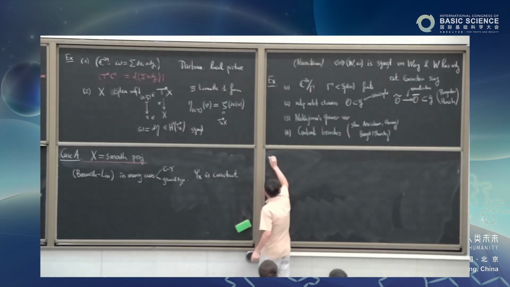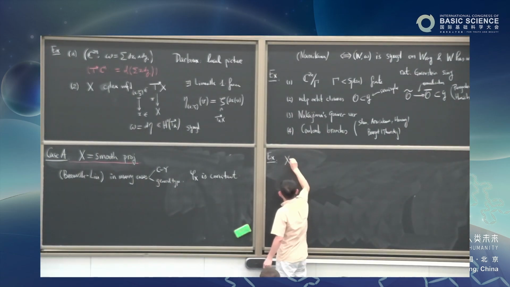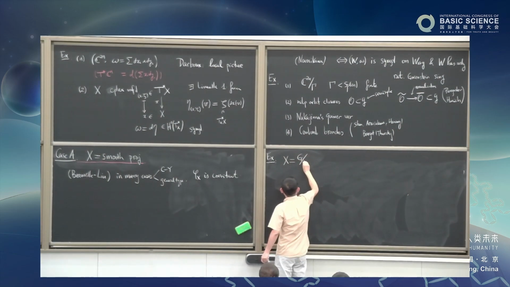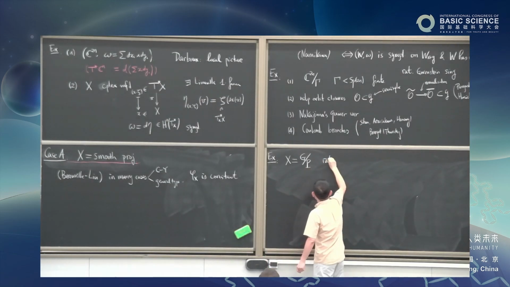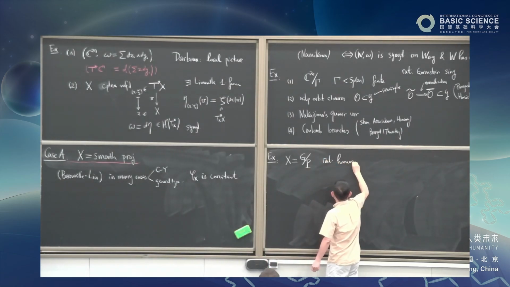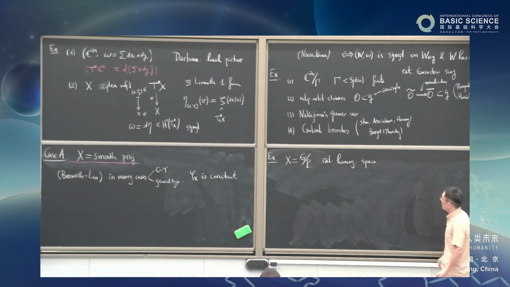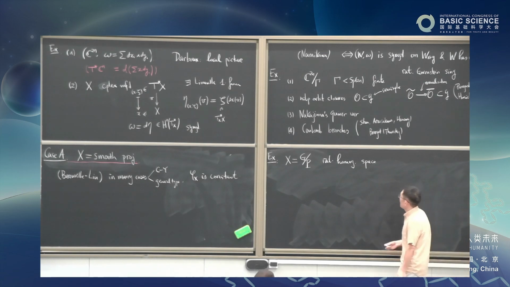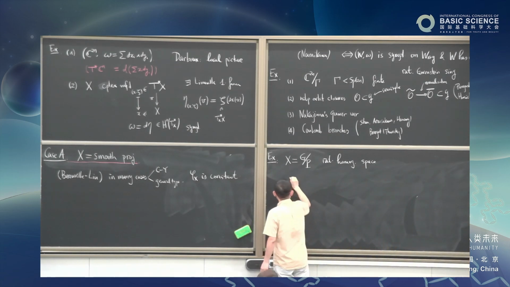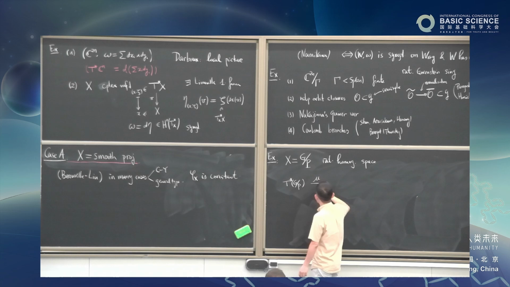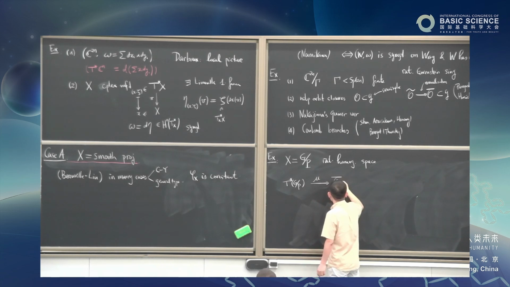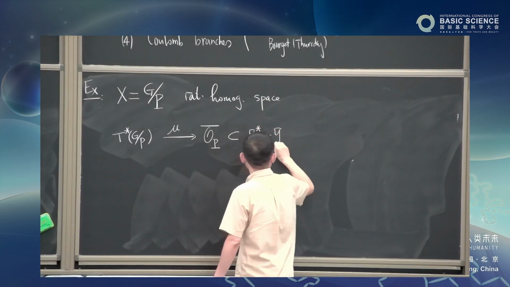This is also a motivating example. If you take X to be a cotangent bundle of a rational homogeneous space, you may think of the Grassmannian and also even projective space and so on. And then you take the cotangent bundle, you have this moment map mu to some, in fact, the closure will be some nilpotent orbit closure inside this. So this is a moment map.